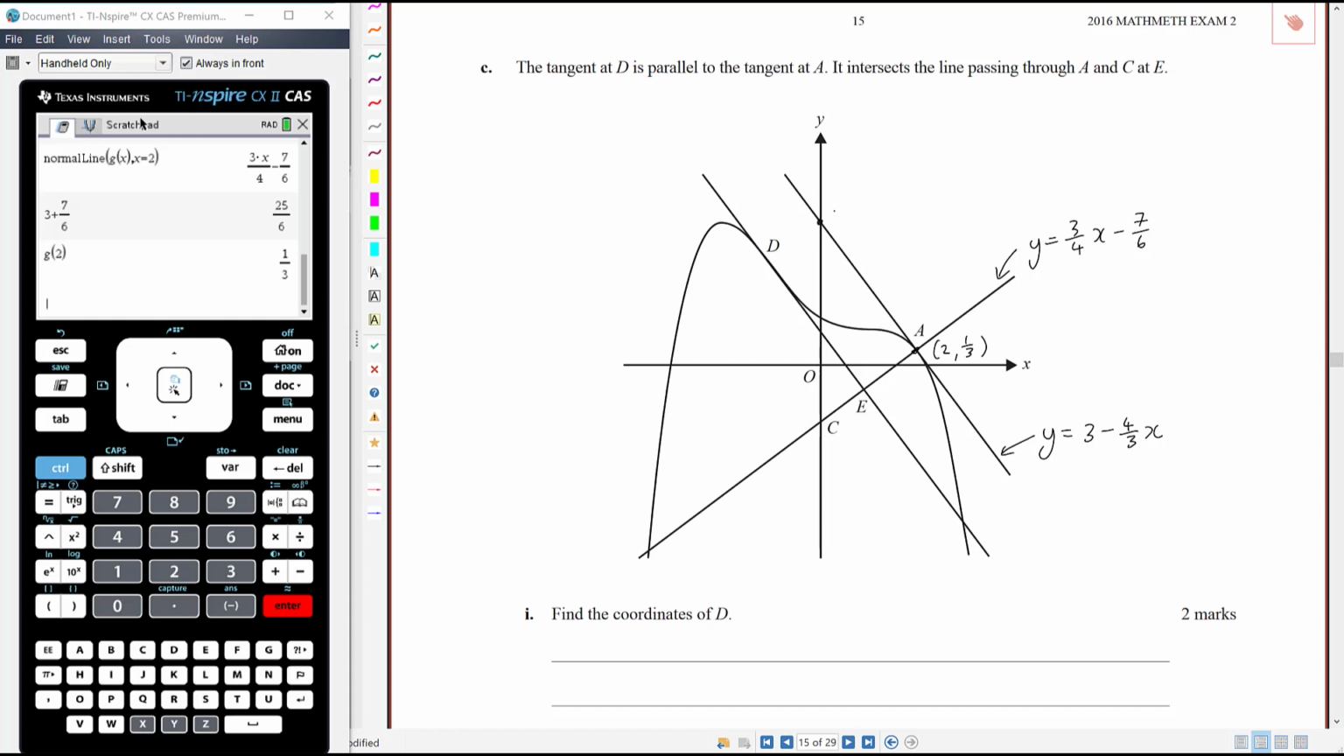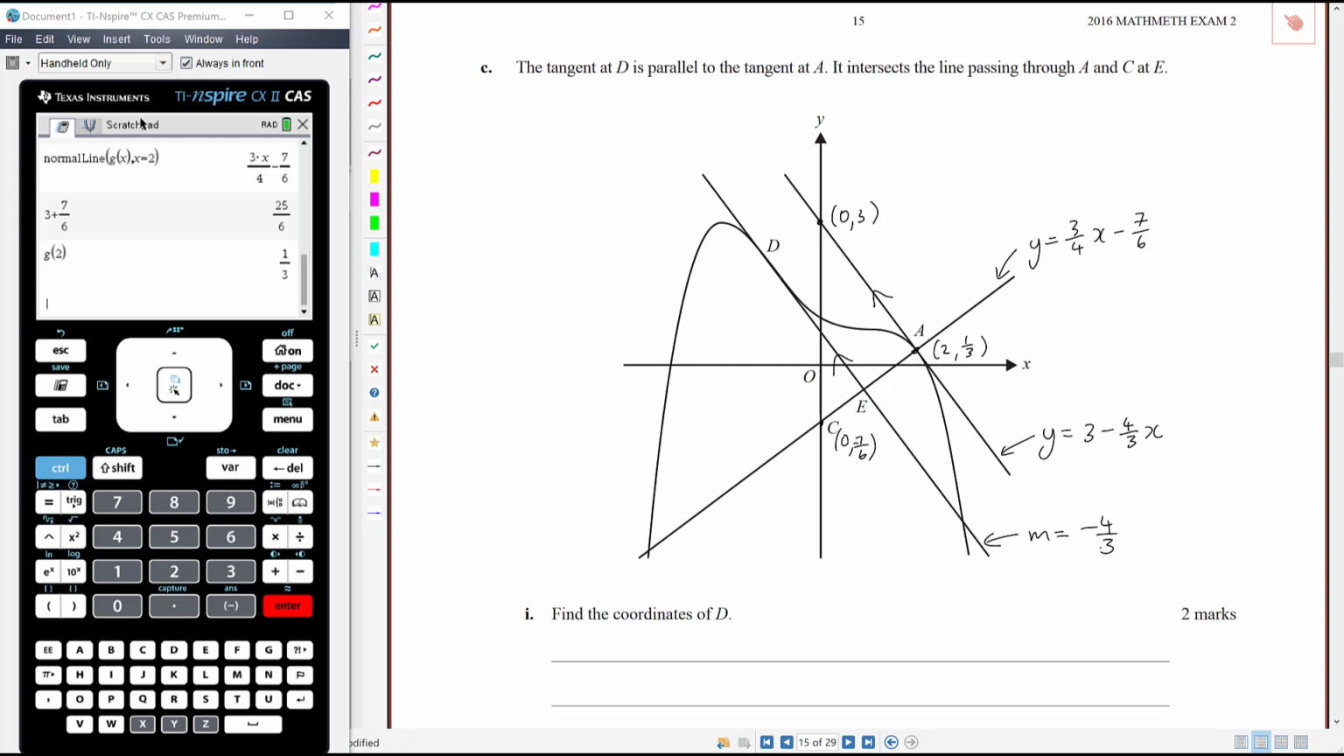This point up here was B, that's (0, 3). This point down here is (0, negative 7/6), sorry. Alright, so let's be clear about everything. The tangent at D is parallel to the tangent at A. So these two lines are parallel, which means that this line has the same gradient. So the gradient also is negative 4/3.